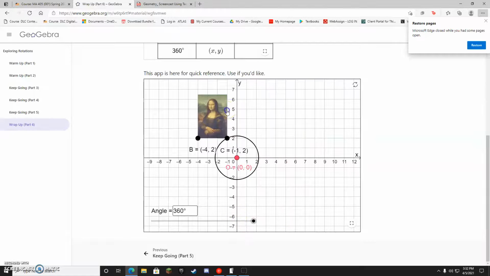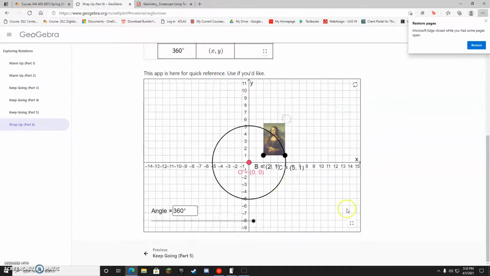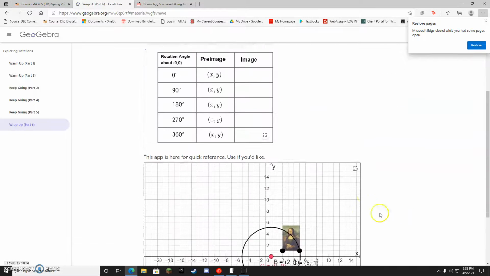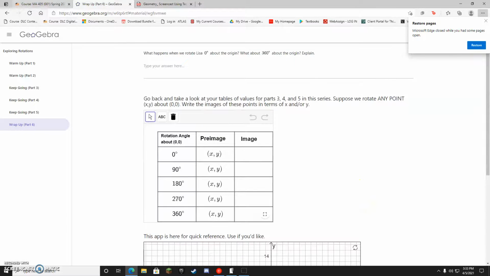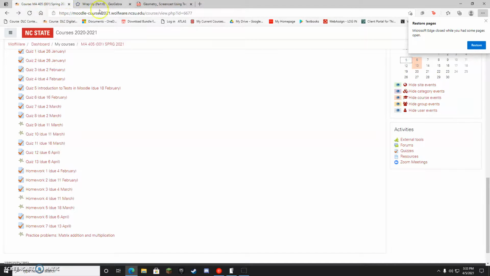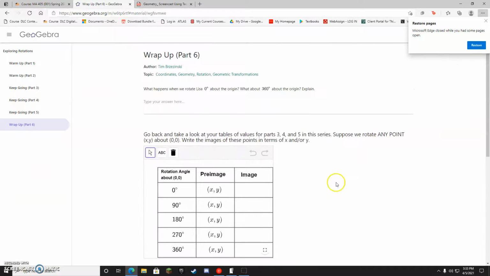And then for 360, it's the same. It's like when it says 0 degrees. They're just on top of each other. They're always the same. So yeah, that's the task. It's a decently long task. Yeah, there's quite a few parts to it.